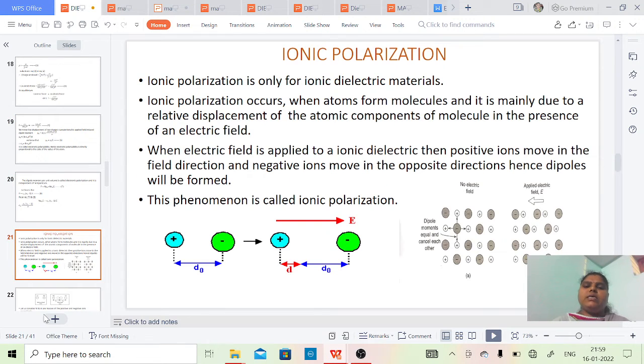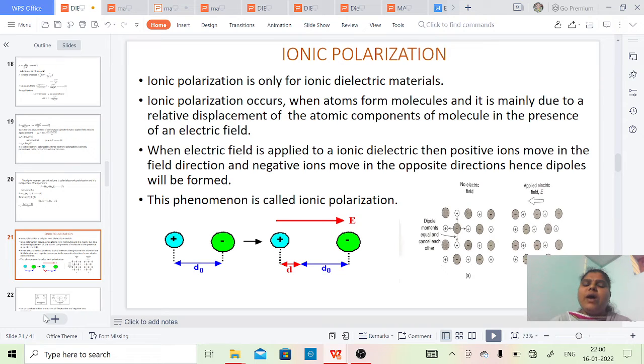Next, ionic polarization. The ionic polarization is only for ionic dielectric materials. So the concept of ionic polarization is applicable to ionic dielectric materials. So let us see what that is. Ionic polarization occurs when atoms form molecules, and it is mainly due to a relative displacement of the atomic components of a molecule in the presence of an electric field.